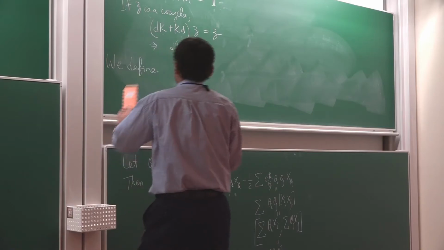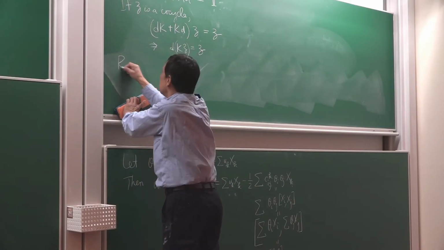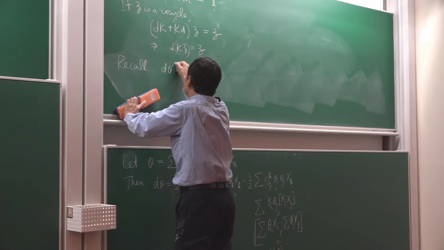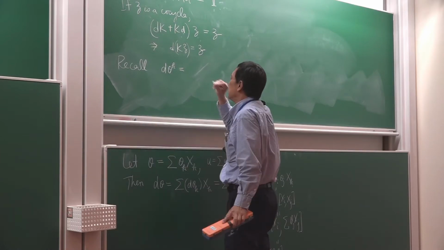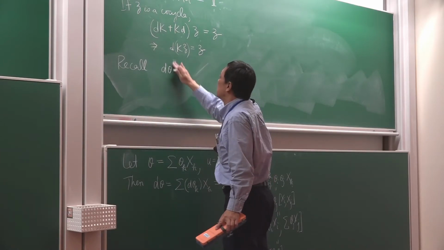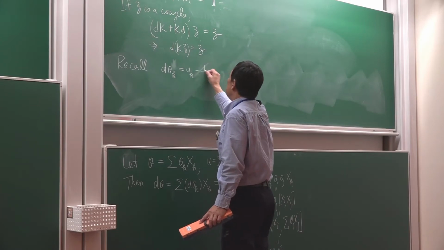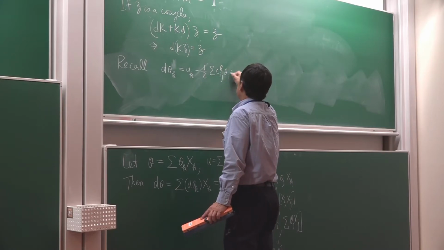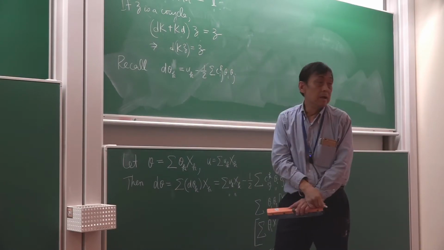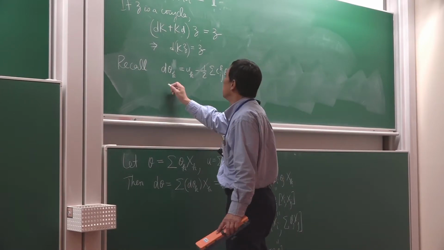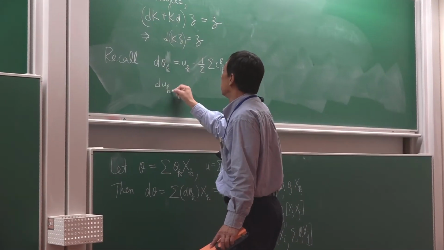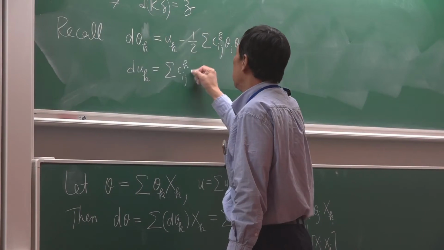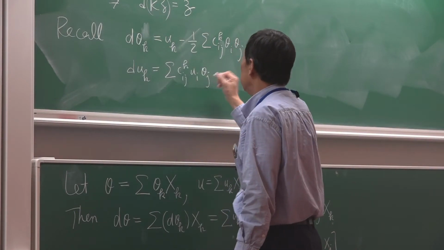Okay? And now let's write down the formula for D. So d theta k is uk minus 1/2 the sum of Cij k theta i theta j, and then duk is the sum of Cij k ui theta k uj, okay?